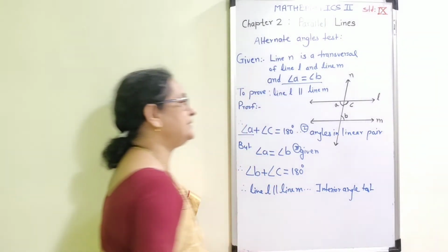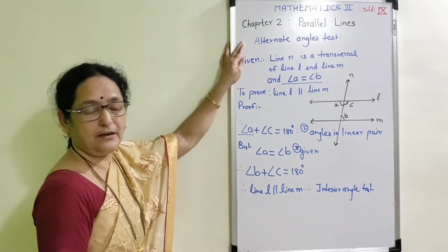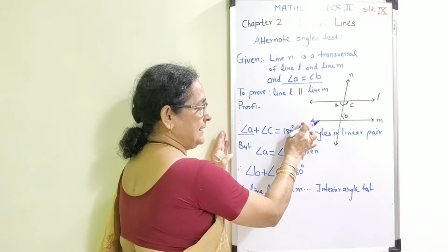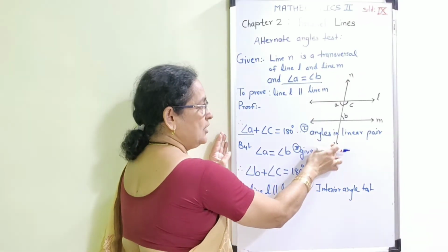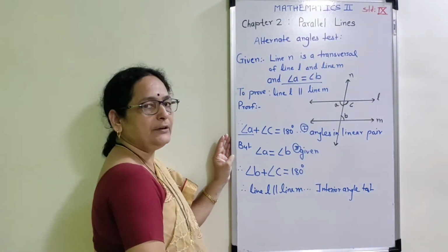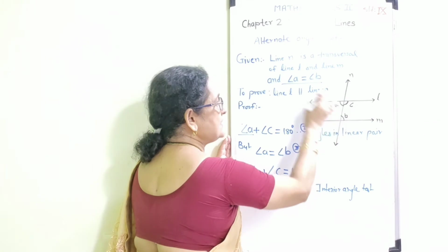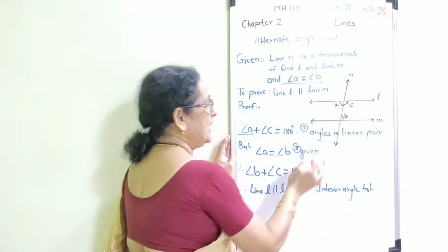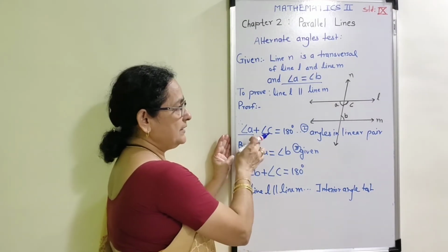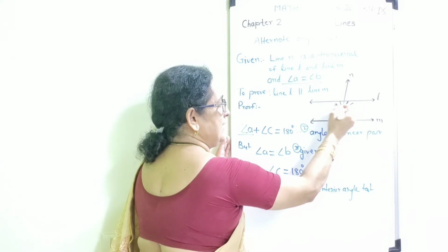I am going to repeat the entire theorem again. Please observe. In the alternate angle test, they have given two lines L and M and their transversal N. Also in the given, they have given that one pair of alternate angles is congruent to each other. We have taken angle A is equal to B as given, and we are going to prove that line L is parallel to M. In the first step, we have taken help of another third angle, C.